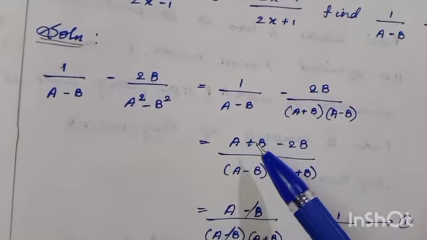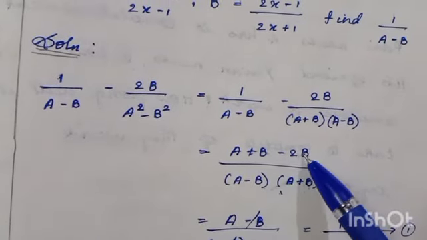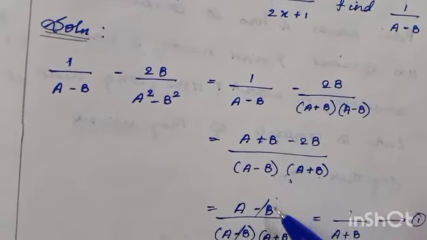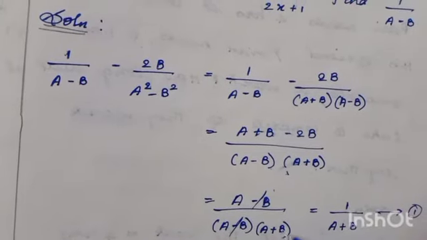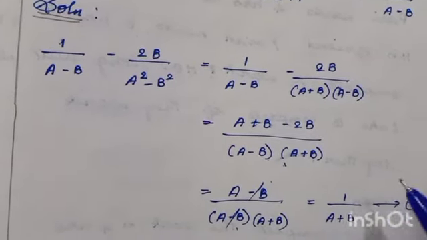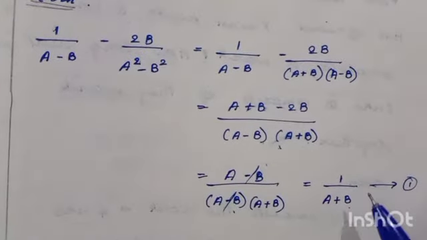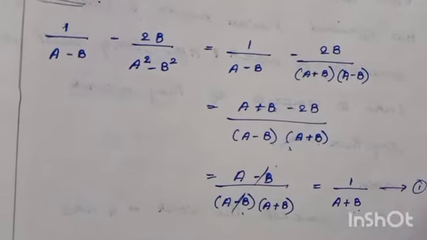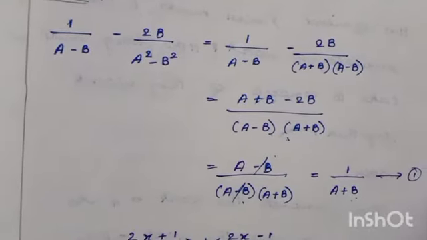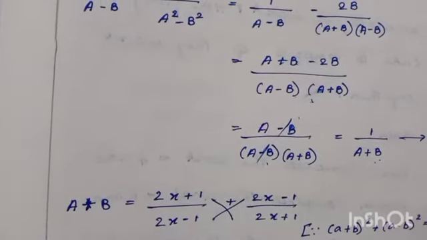Now you have to simplify this: minus 2b plus b, that is minus b by a minus b into a plus b. A minus b cancels. So that is equal to 1 by a plus b. This simplified value, 1 by a plus b, we call equation number 1. Now we have to find the a plus b value.